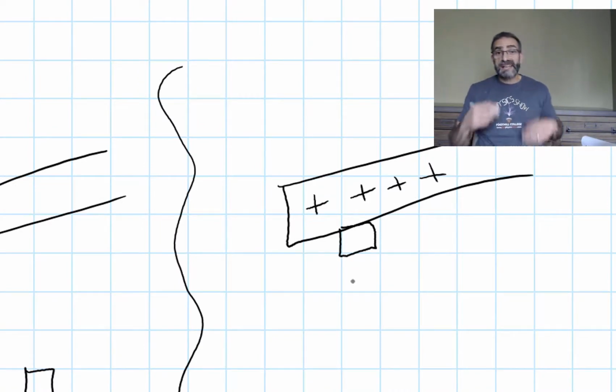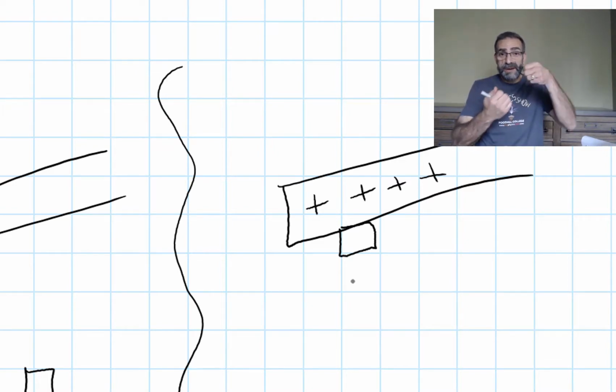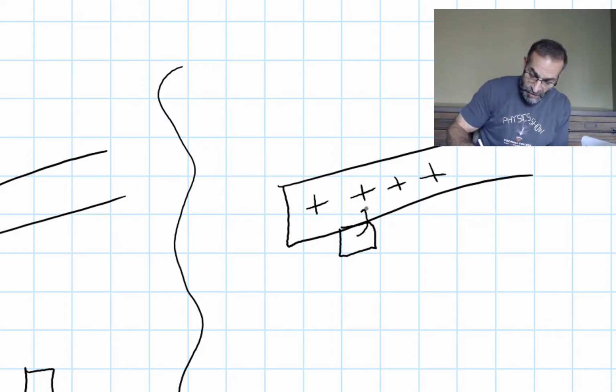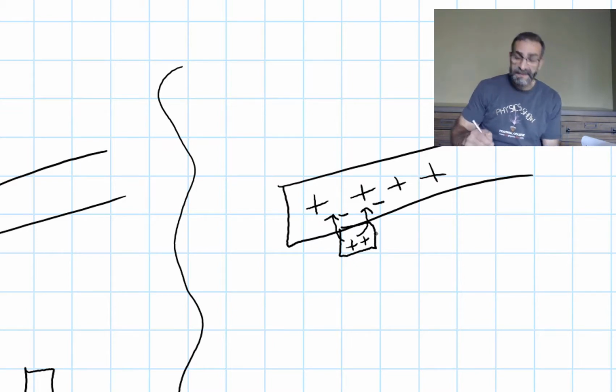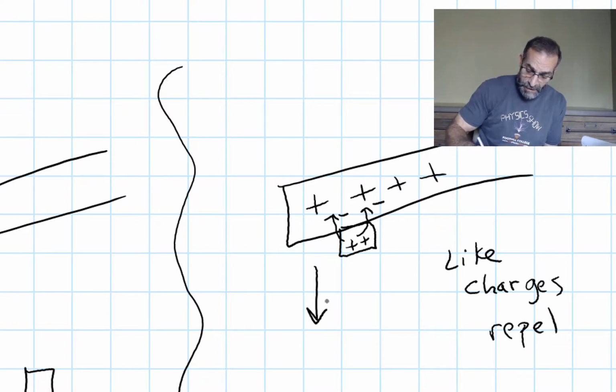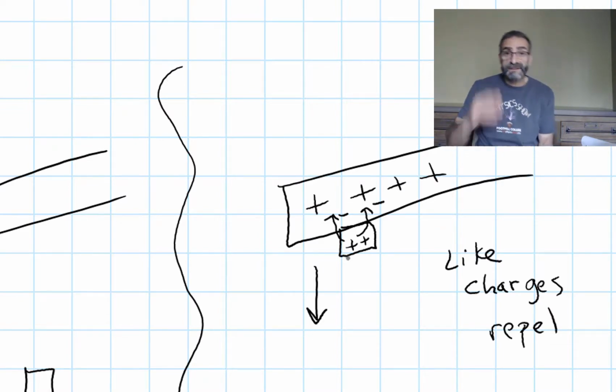When they touch, an electron can jump from one to the other. So the electrons are attracted to that positive rod. Where they touch, the electrons can jump across, and maybe an electron will go up here. And what's that going to do? It's going to leave some positives behind. Now we have like charges, and they will repel. So the paper will fly off after it touches the rod.